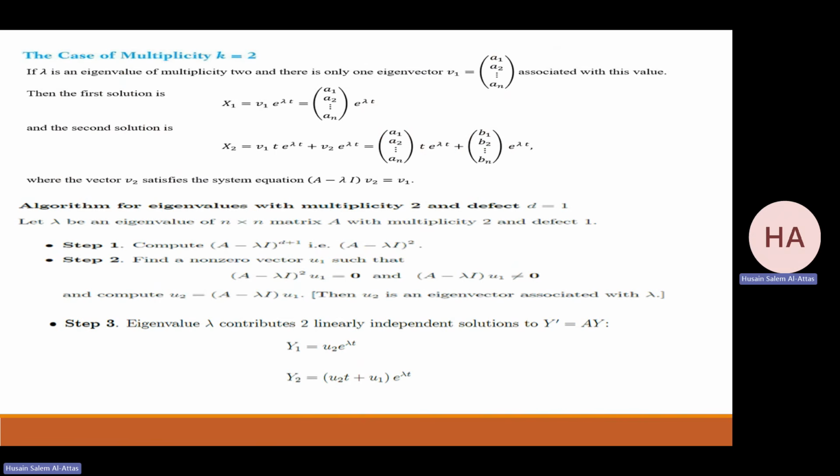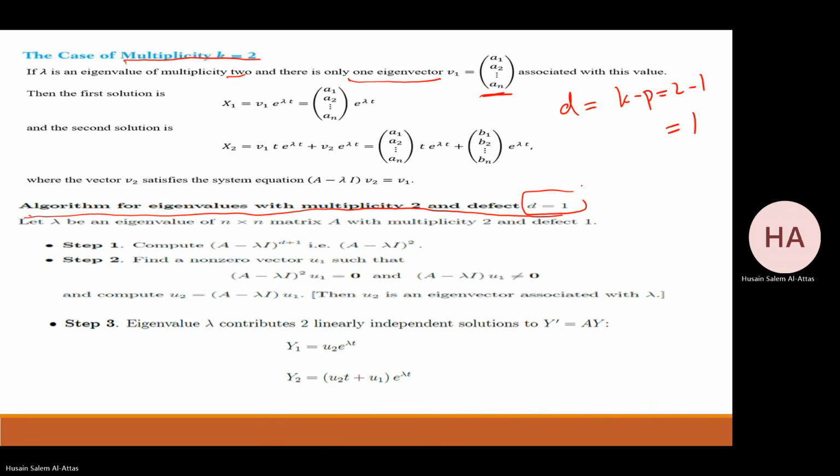Now let me move to the case where lambda is an eigenvalue of multiplicity 2, and there is only one eigenvector. So the defect will be 2 minus 1, which is 1. So you have defect equal to 1. What to do? This is the algorithm for eigenvalues with multiplicity 2 and defect 1.